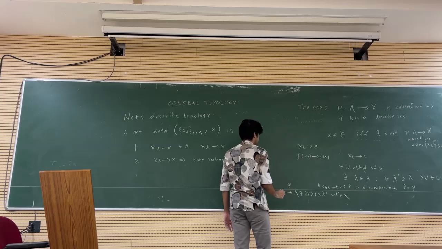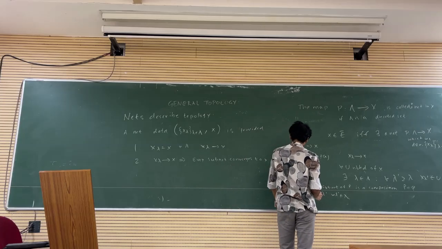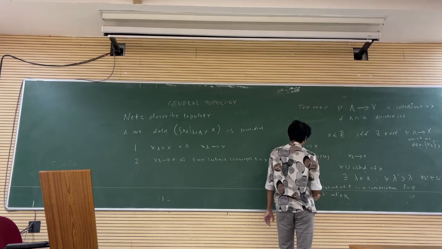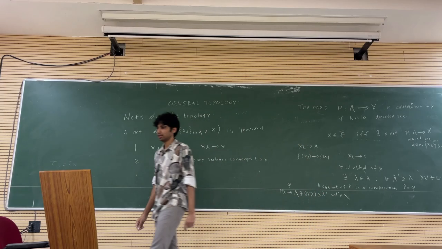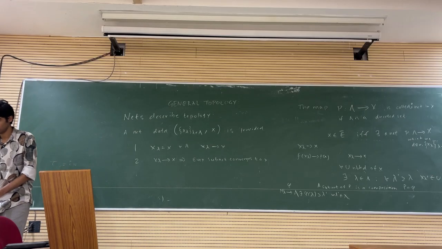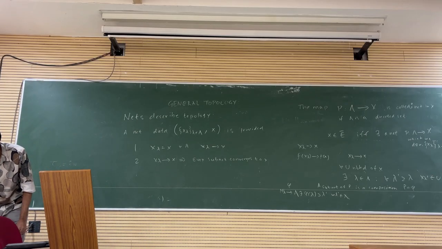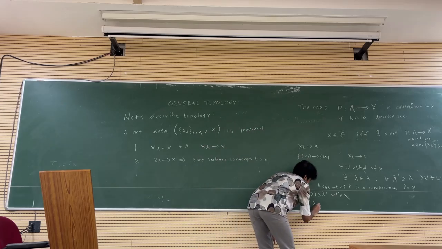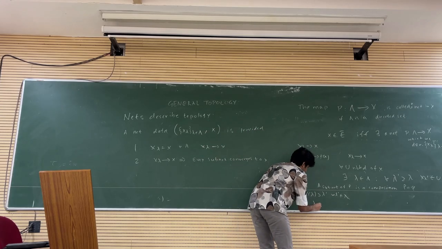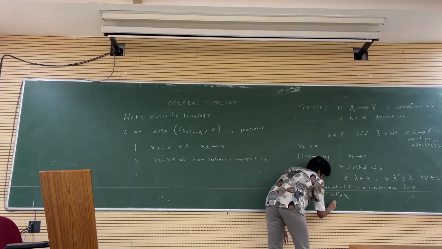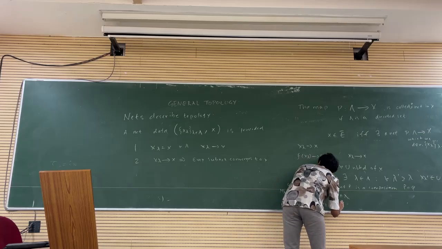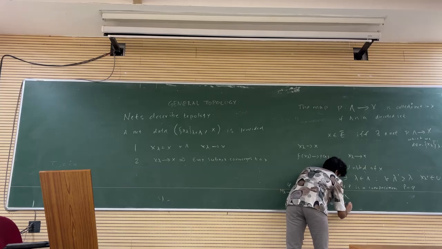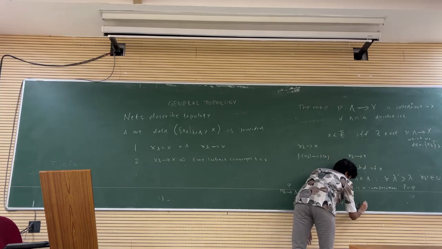Lambda and anything else. Yeah, I think this is okay. So it also respects the order, that is, lambda 1 is less than or equal to lambda 2 implies phi of lambda 1 is less than or equal to phi of lambda 2.